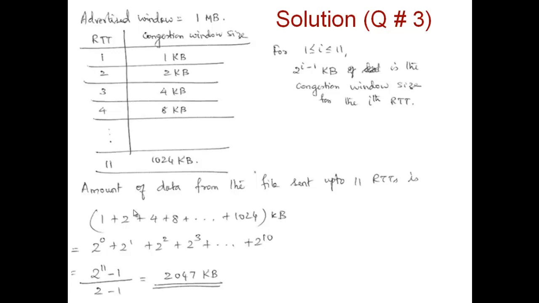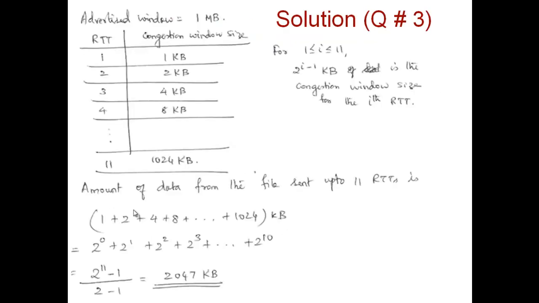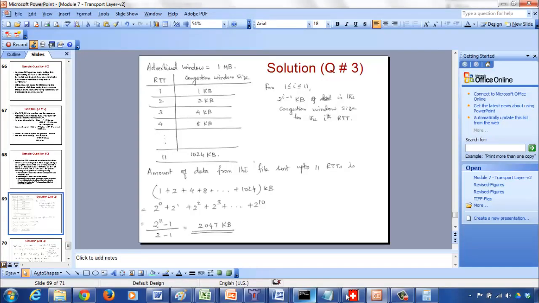Okay, so it takes 11 round trip times for the slow start as you increase the congestion window size, and eventually the effective window size also increases based on the congestion window size. So it takes 11 round trip times for you to hit the advertised window size, which is 1 megabyte. So once you hit the advertised window size, you cannot go beyond that. So that is something like this.